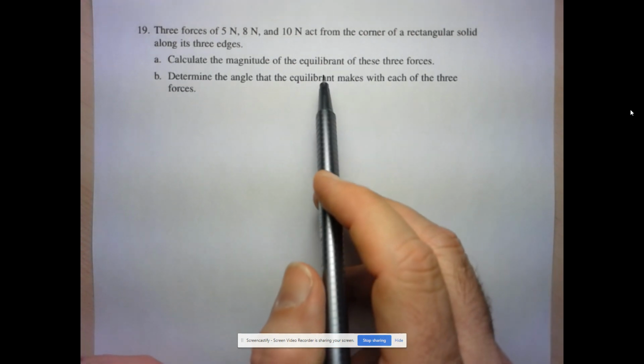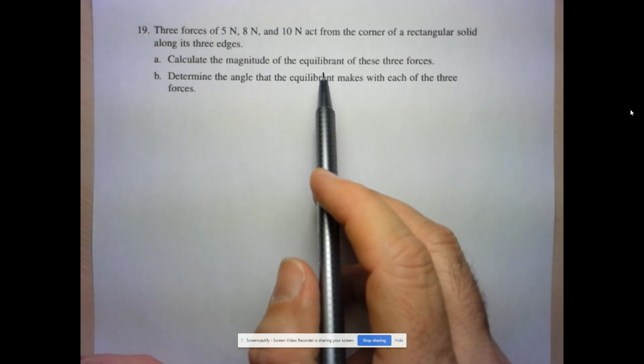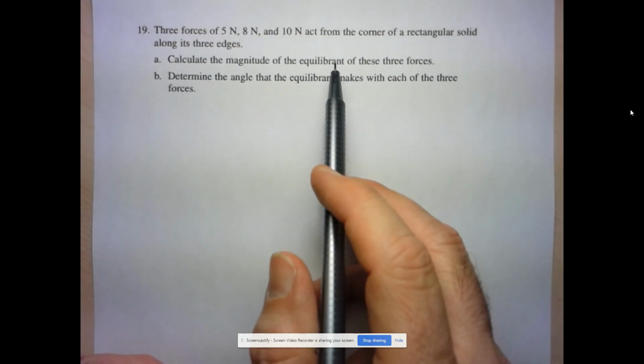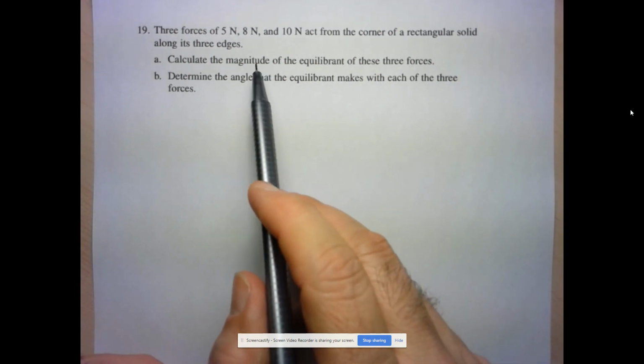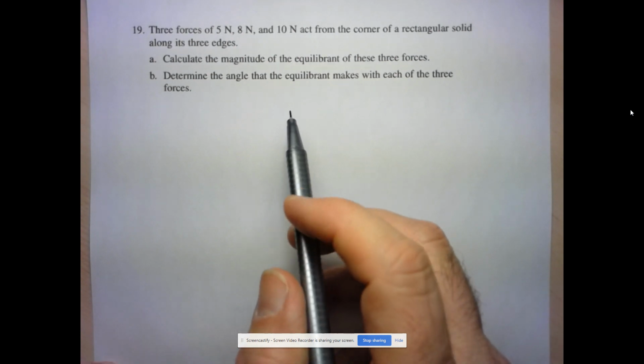So we know that the equilibrant is just the vector that's equal in magnitude and opposite in direction of the resultant. So if I find the magnitude of the resultant, I'll have the magnitude of the equilibrant. Okay, so that's what I'm going to focus on.